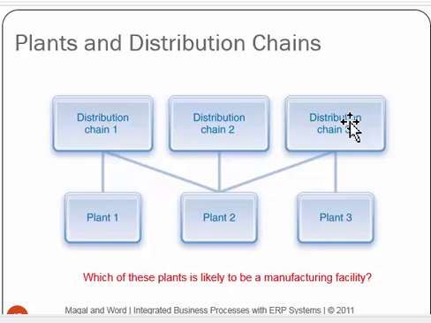Plant 2. Plant 2 is a manufacturing facility. It produces goods, and that's why it's giving to all distribution chains. While plant 1 most probably is just a warehouse. Plant 3 can be just an office. But it is plant 2 that produces the goods, and it has to send to all three distribution chains.